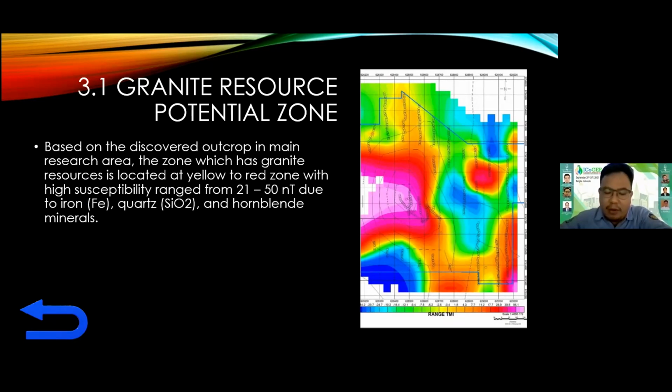The local geomagnetic map produces three different color zones. Zone number 1 is denoted as sandstone, in the light blue to green region, with moderate susceptibility or moderate geomagnetic values around 0 to 20 nanotesla. Zone number 2 is from 250 nanotesla due to and hornblende minerals.